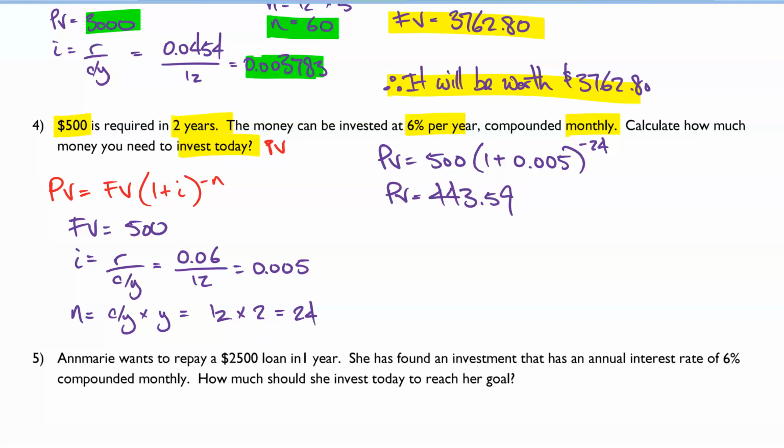Give it 2 years. You can plug this in as a present value and calculate the rest of this and figure out that the future value will actually be 500. All right, 443.59. Therefore, today.